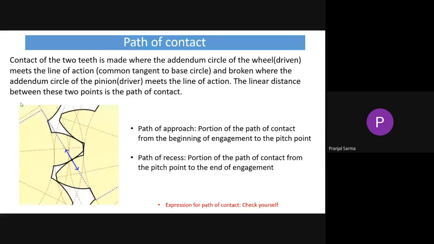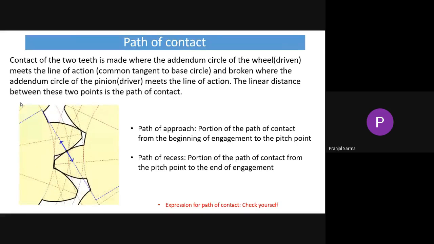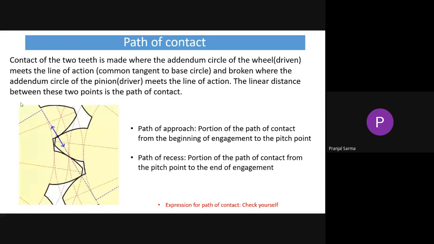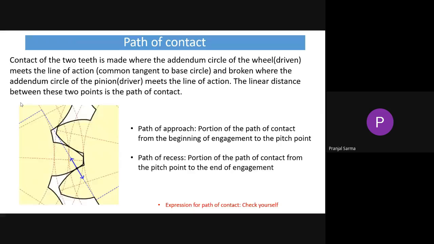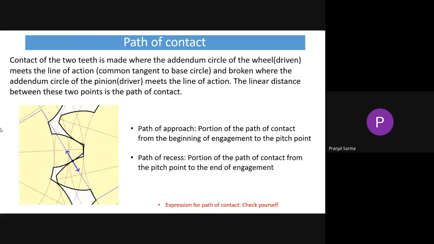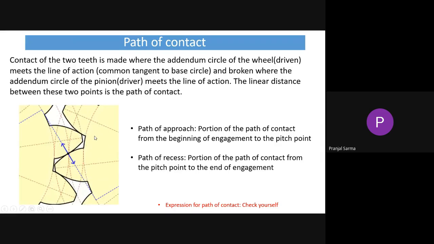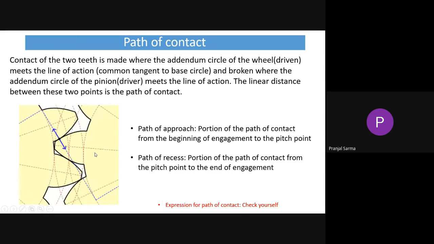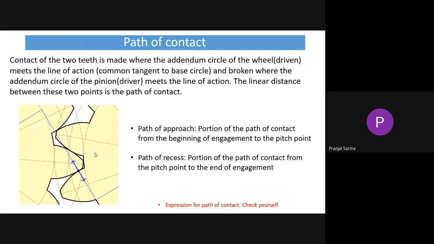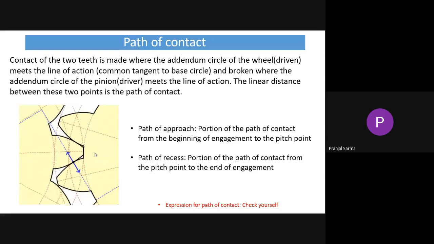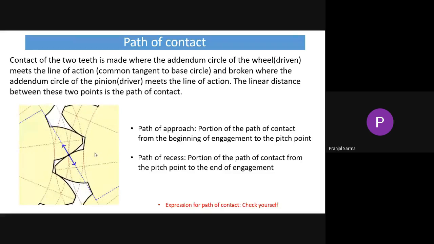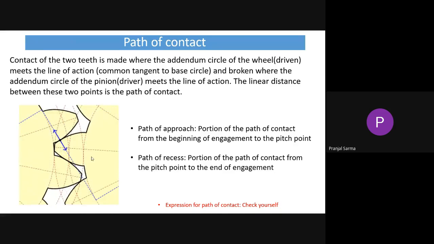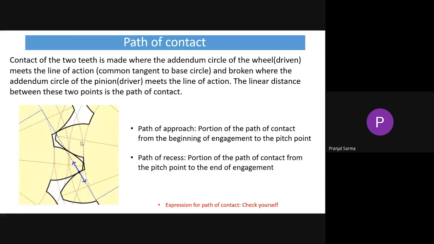If you look at the animation that you can see here, how can we define the contact? The contact is between two meshing teeth, one from the driver and one from the driven. Suppose the left side is the driver and the right side is the driven. The contact of the two teeth is made where the addendum circle of the driven wheel meets the line of action. That is where the contact is actually made.